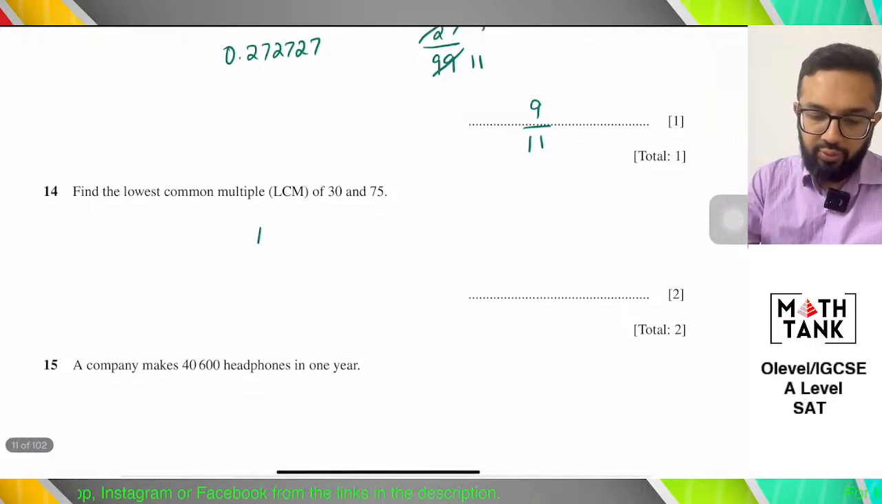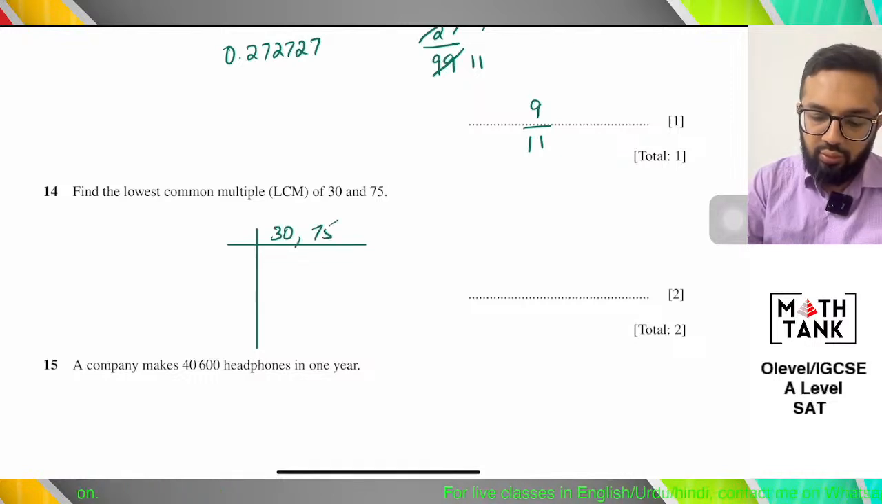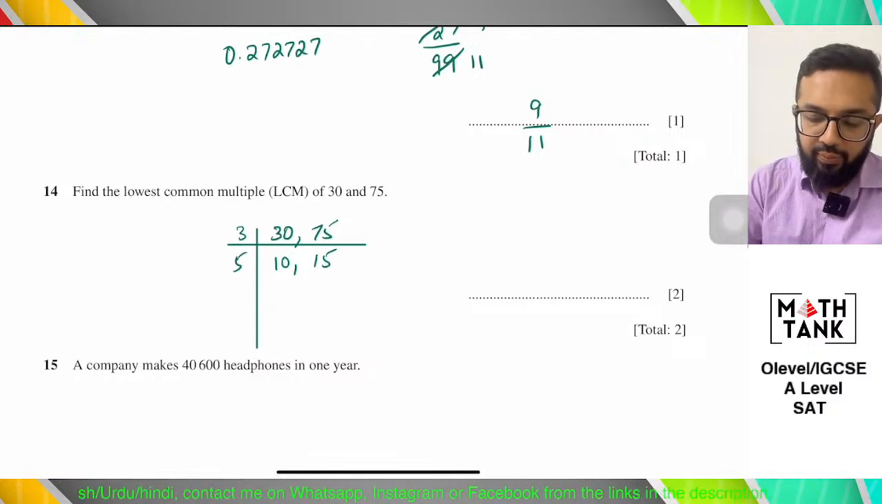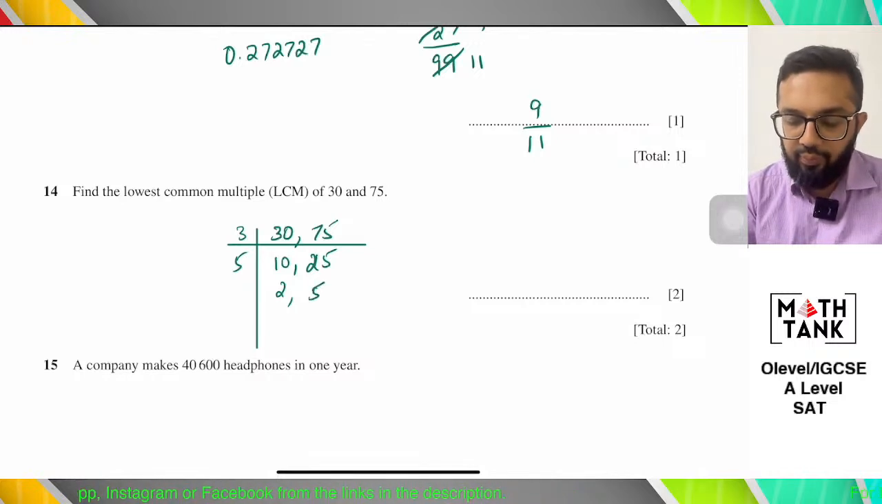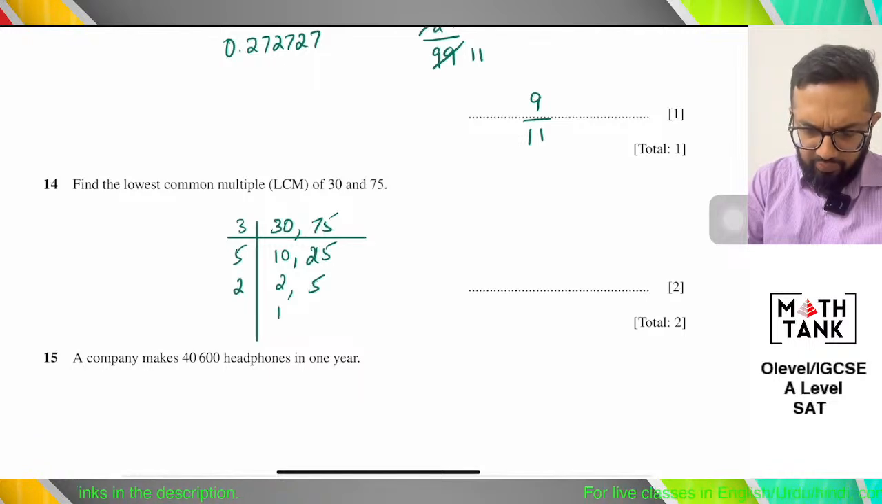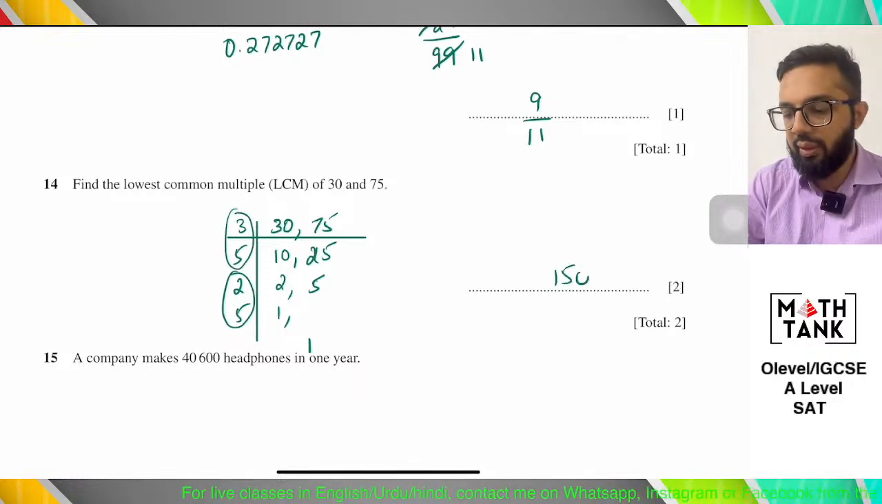Okay, work out the lowest common multiple then. So 3 times, then 5 times, that's 25, sorry. And then a 2 and then a 5. So that's 10 and that's 15. So that makes a total of 150.